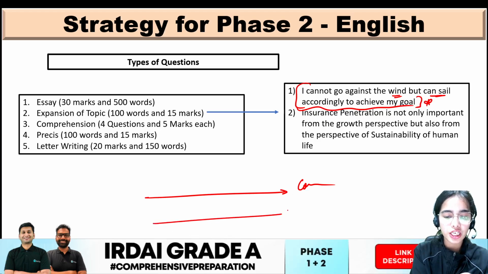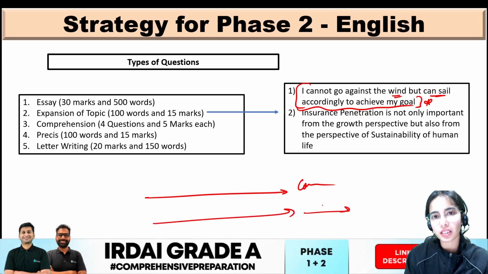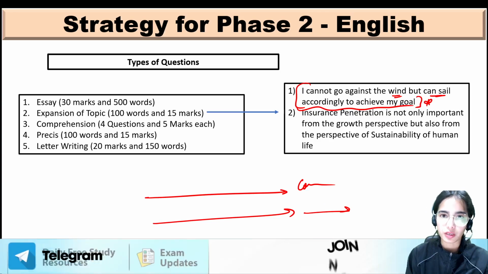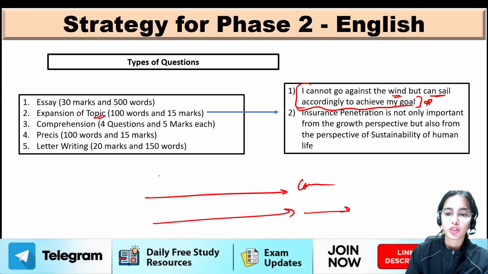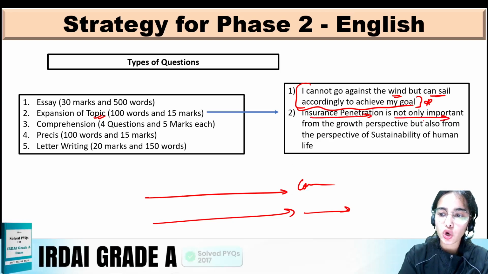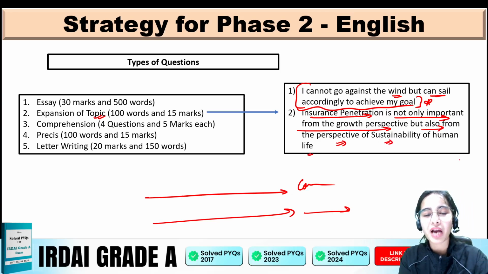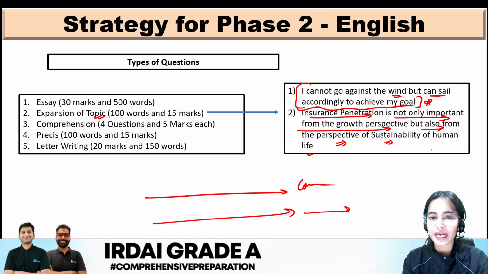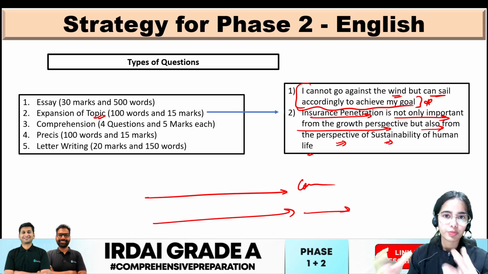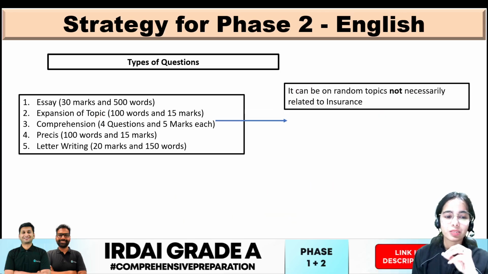Similarly, here a statement will be given and you will have to expand that statement or the topic. Okay, so this is the expansion of topic. So insurance penetration is not only important from the growth perspective, but also from the perspective of sustainability of human life. So you will have to expand this topic, write more about this particular topic. Okay, so this is expansion of topic.